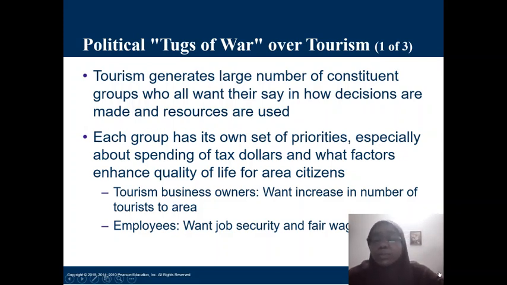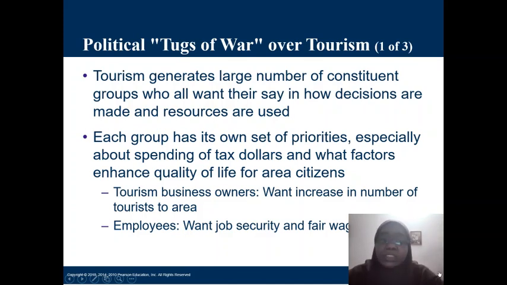Each group has its own set of objectives, especially about the spending of tax dollars, and factors that enhance quality of life for area citizens. All these constituent groups that we've mentioned, or that we're going to mention, have their own interests and priorities. When group A has specific priorities that are different from those of B, then there might be a clash of interest, and this is what tug of war basically means.